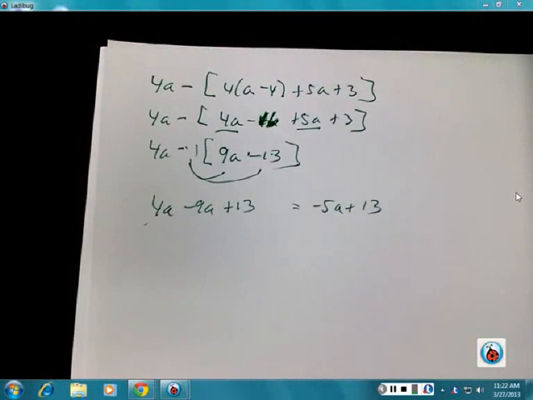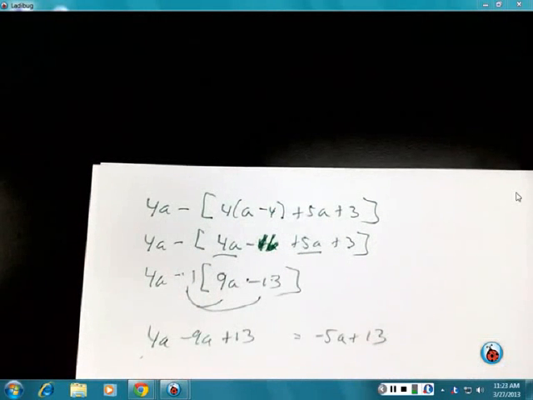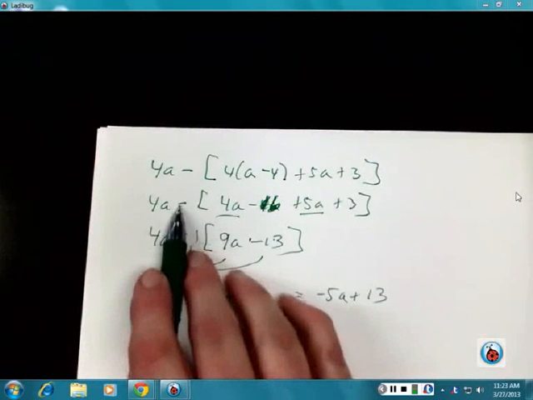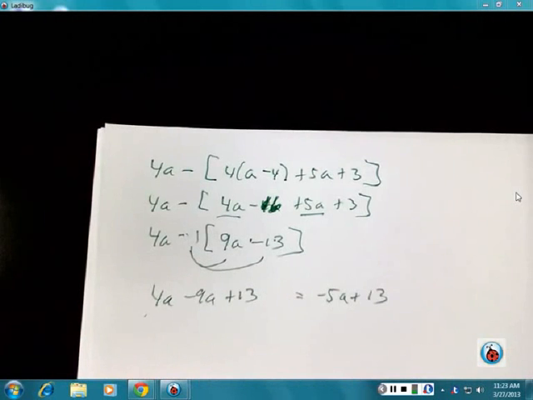Okay? Alright, what do you think? Yes or no? Can you do those? This is about as difficult as it gets in that section, when you've got to clear something else out inside of those. But otherwise, it's just watching and making sure if you got a subtraction, change the signs on everything after it within that.